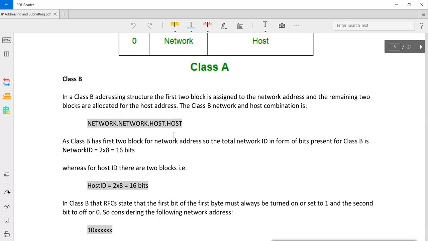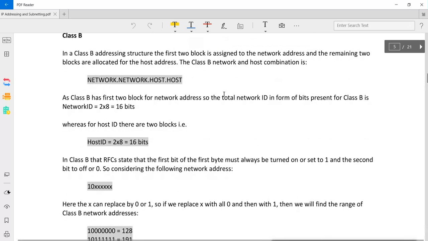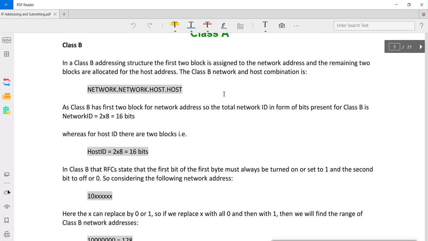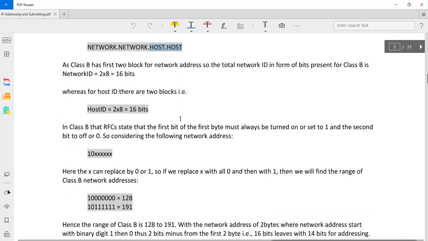Okay, so now class B. I said this class A was for the big range, big network. Class B is for the middle range, middle network. Now what they did here, they created two network parts and two host parts. They reduced the host parts, because remember in class A there were 3 host parts and you are getting lots of IPs. Now here you have only 2 host parts, and the range for class B will start from 128 to 191.